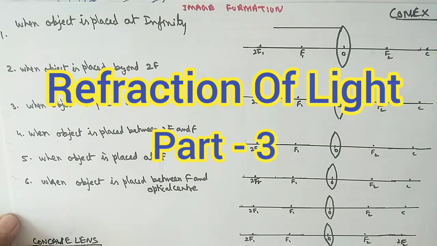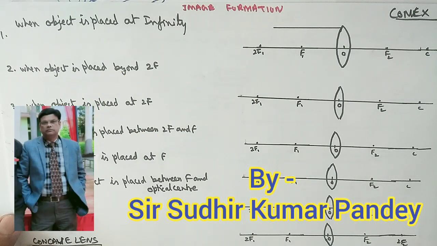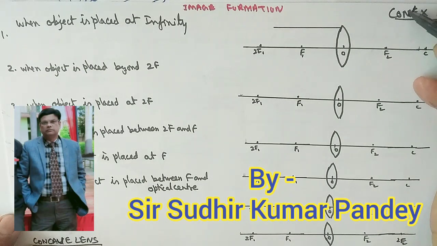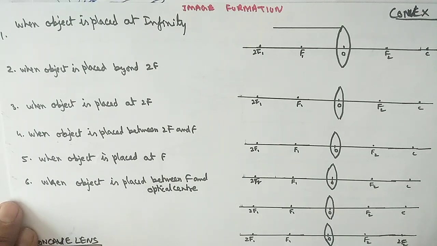Dear students, now in this video we'll discuss the image formation by the spherical lenses. First of all, we'll see the image formation by the convex and then by the concave. When we place the object at different places, we get the image at different places. I'm taking all the cases one by one.